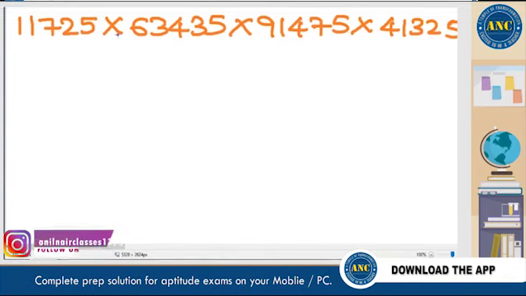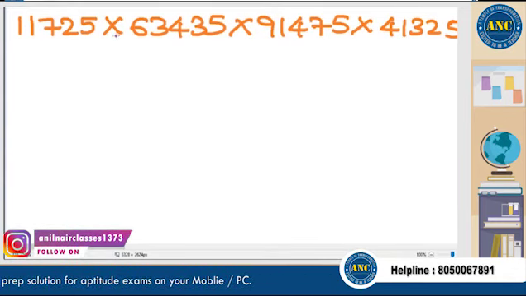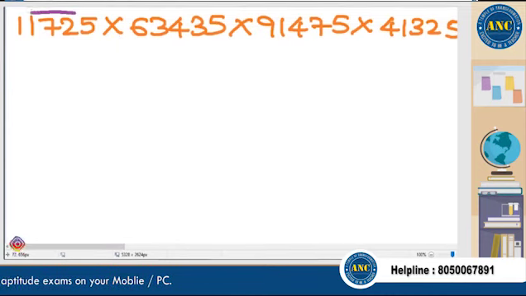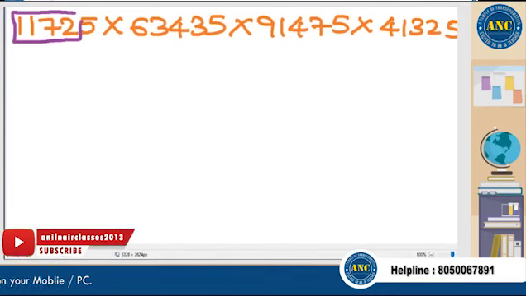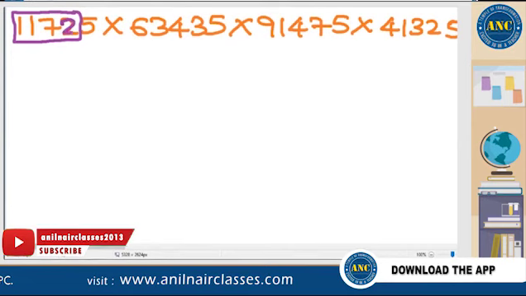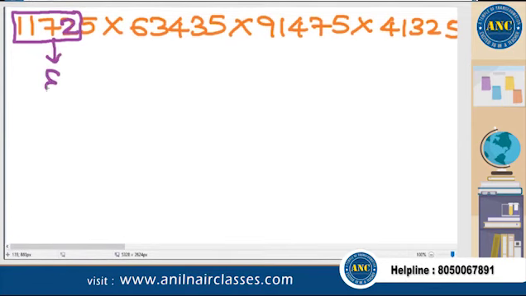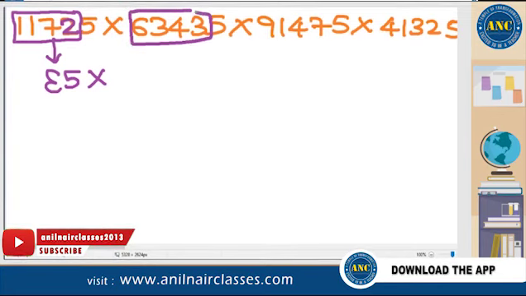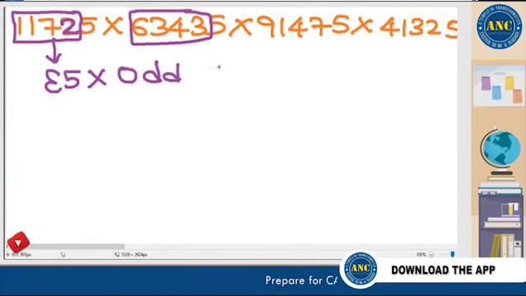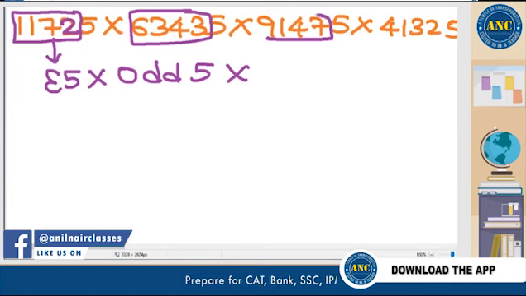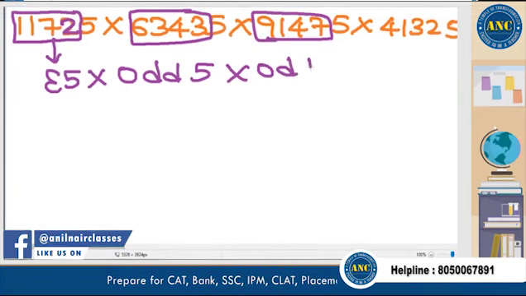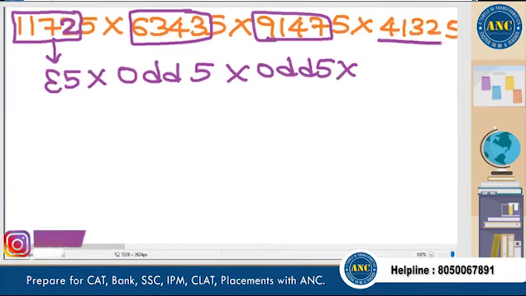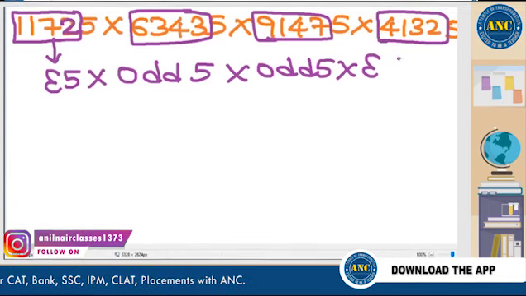Now see here, all the numbers are ending with 5. Forget about that 5. If I forget about that 5, this is 1172. Any number ending with 2, 4, 6, 8, 0 is an even number. Even number ending with 5. 6343, odd or even? Odd. Odd number ending with 5. 9147, odd or even? Odd. Odd number ending with 5. 4132, even or odd? It is even. Even number ending with 5.